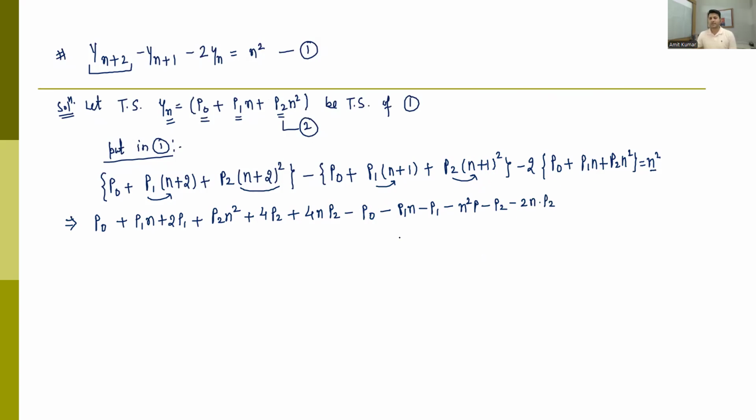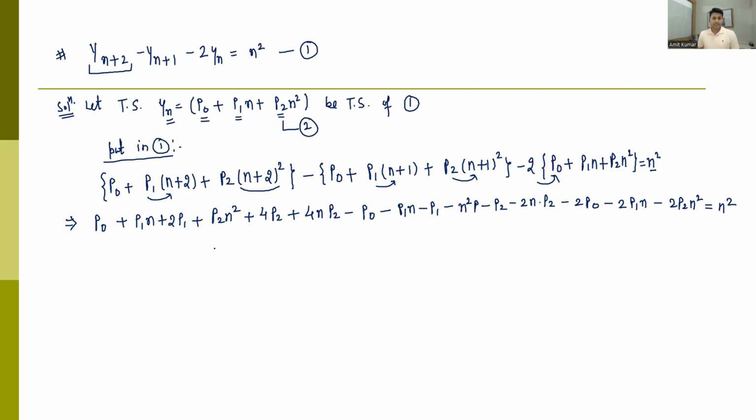Moving to the third term, minus, take 2 inside. So it comes out as minus twice of P0, minus twice of P1n, minus twice of P2n square, is equal to n square.